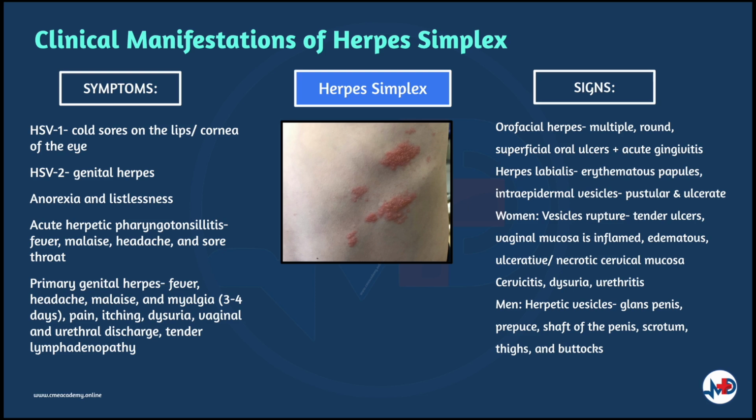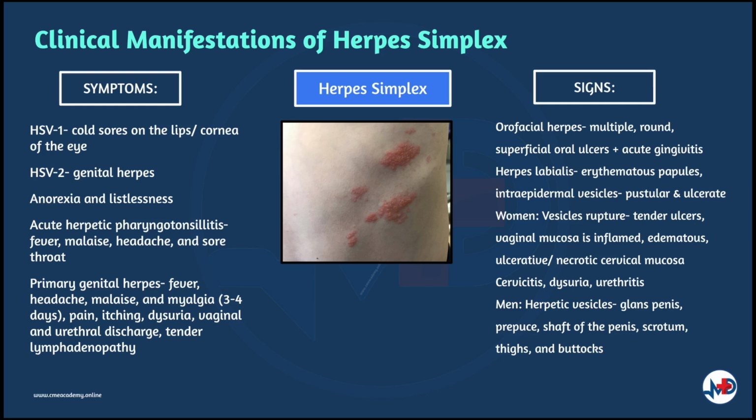pustular and ulcerate. In women, herpetic vesicles will be seen around the external genitalia, labia majora, labia minora, vaginal vestibule, and introitus. In most areas, these vesicles rupture, forming tender ulcers and causing the vaginal mucosa to become inflamed and edematous, as well as the cervical mucosa to become ulcerative or necrotic. Patients may show signs of cervicitis, urethritis, as well as dysuria.